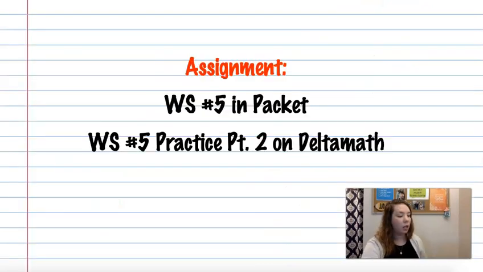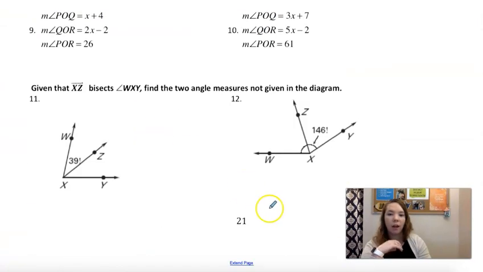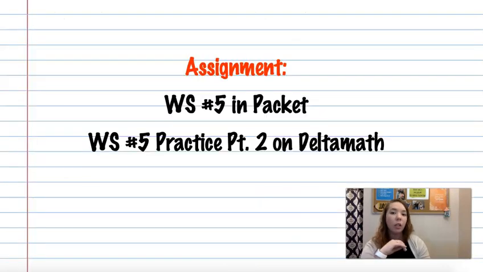All right, so that's the end of your notes for today. Just like we did on Tuesday and Wednesday, your assignment is in 2 parts. So you'll work on worksheet 5 in your packet. Worksheet 5 is pages 21 and 22. You can check it with the key on Canvas and submit a picture in Canvas. And then you have a second part. Part 2 is on Delta Math. So you have a paper and an online part of your assignment. So make sure you're submitting both. A picture of your paper and Delta Math saves automatically.